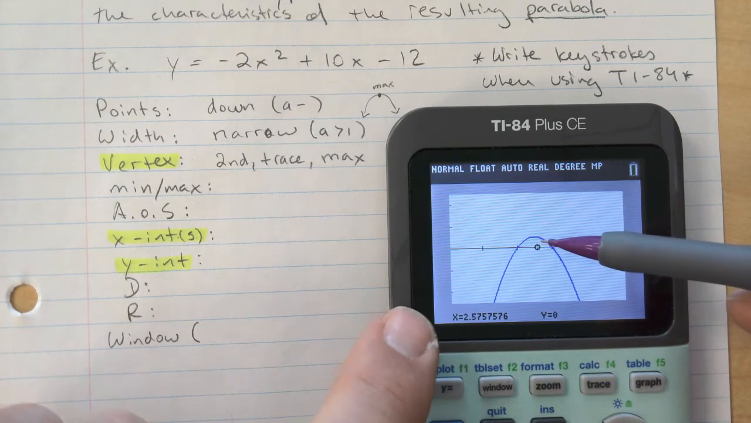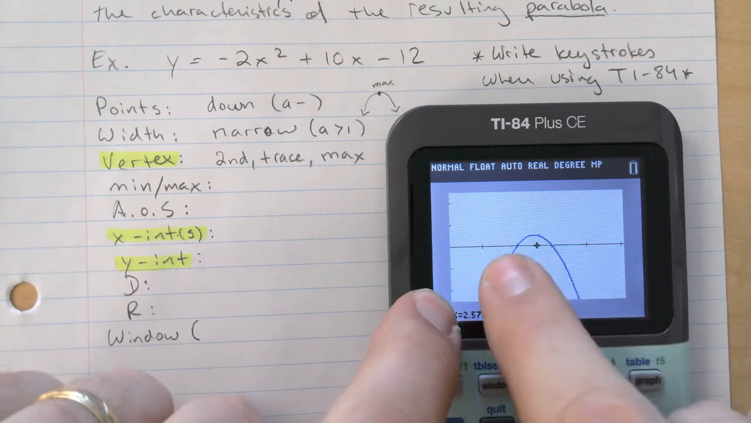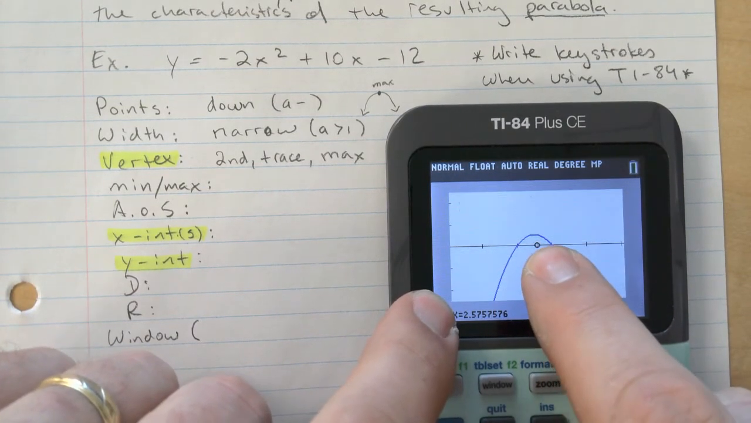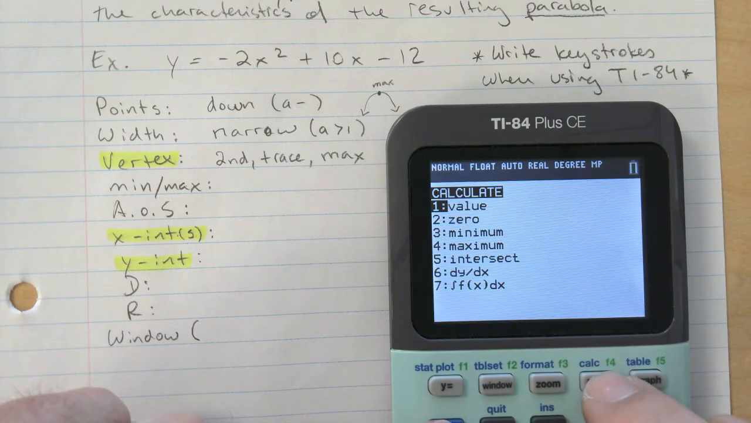Now let's find the vertex. Is everybody in here seeing? Are you able to see the vertex, like where it changes paths? You can see the peak. If you're not seeing it, let me know. I hope at home you're seeing the peak here, because that's important. You need to see that in order to find the vertex. So now that we see it, we'll second trace.